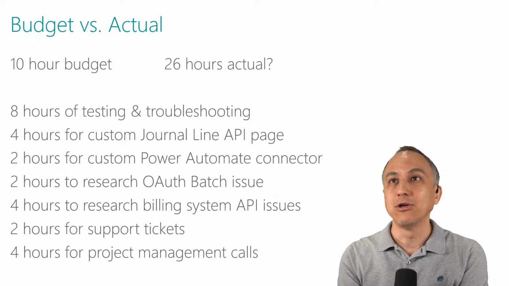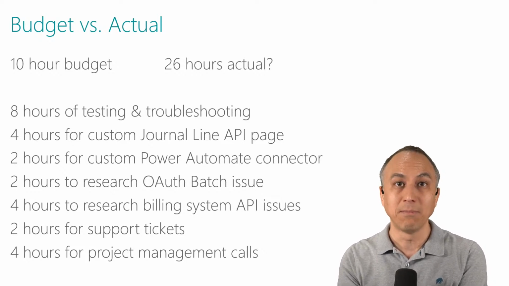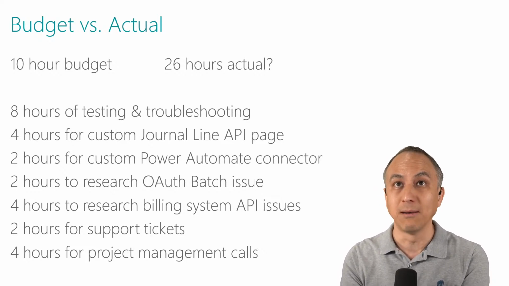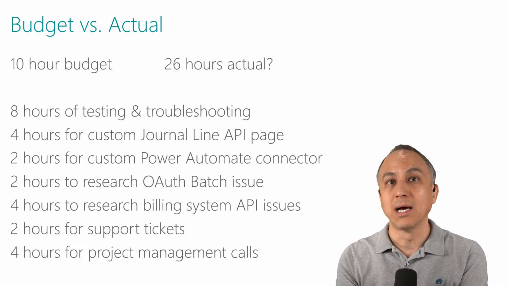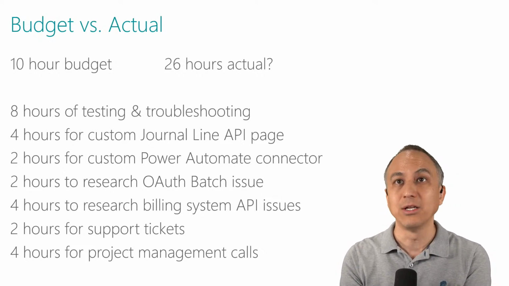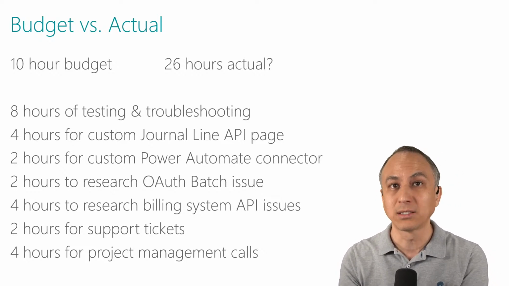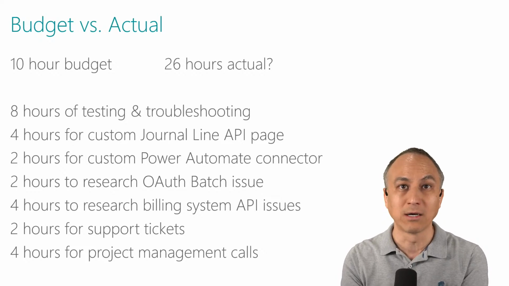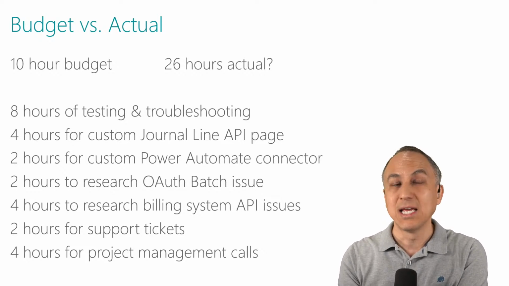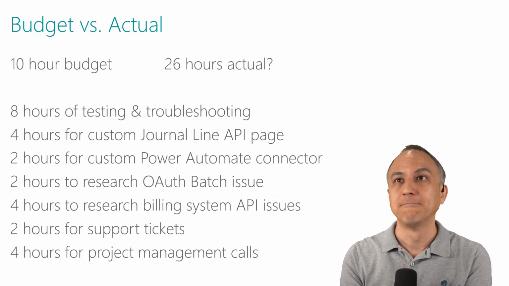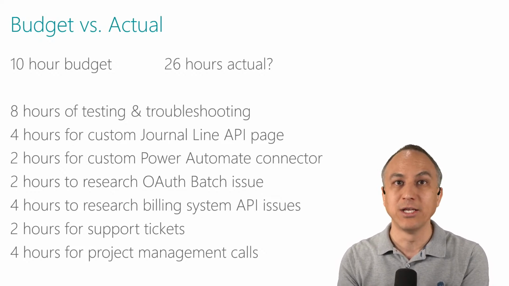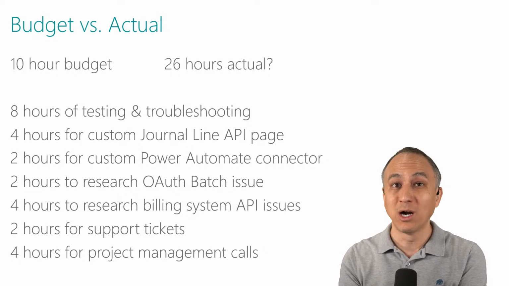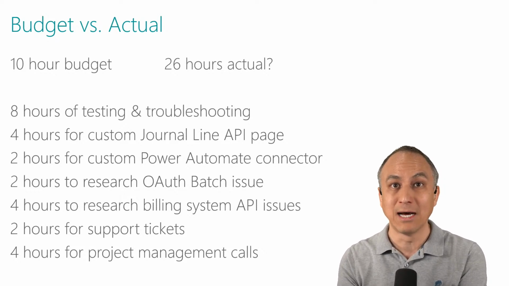So then let's say you bang out a custom journal line API page to fix the known bug in that page. Let's say that's 4 hours. And then in order to use that journal line API, you need to do a custom Power Automate connector because the out-of-the-box create record v3 doesn't work. Let's say you cobble that together in 2 hours. Well, then you run into the OAuth batch issue. You need to research that. You can't solve it, but you spent 2 hours to just realize that was the cause of the issue.